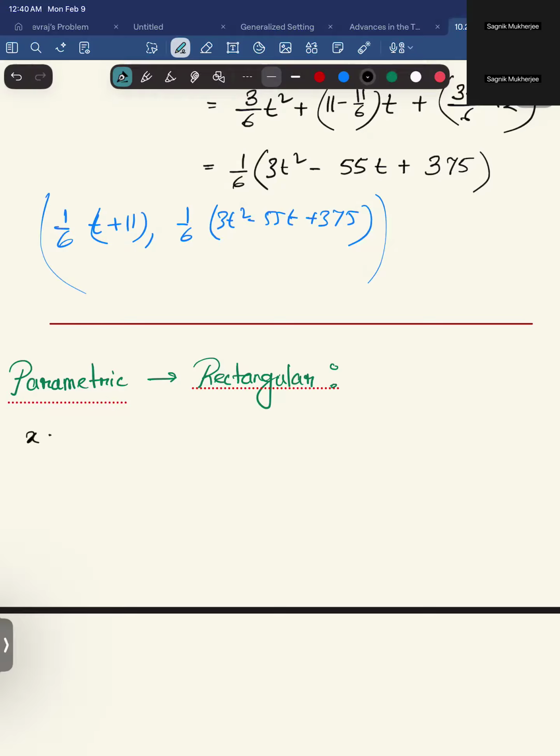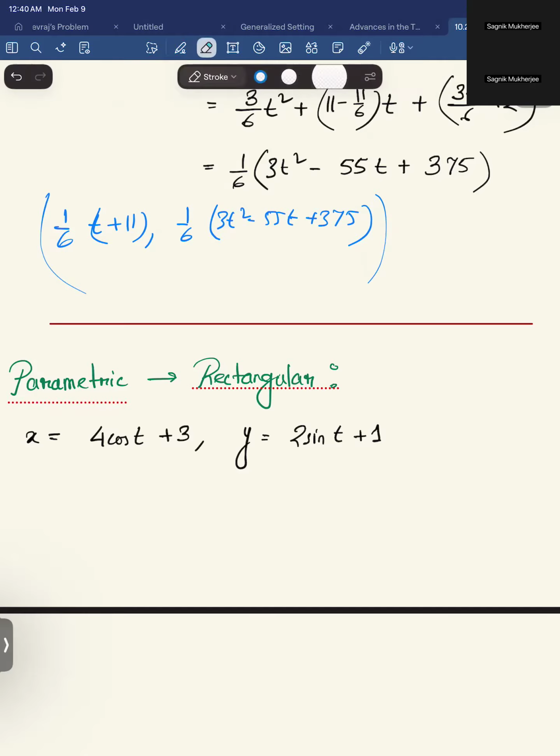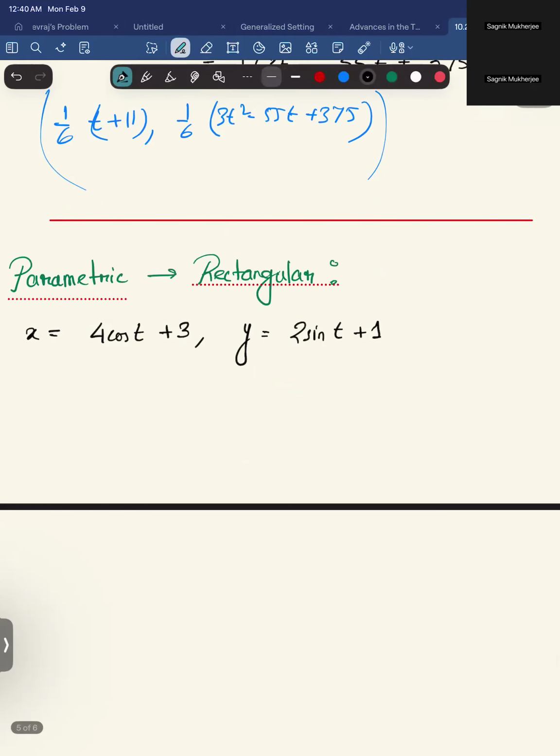So the parametric equation is this: x equals 4 cosine t plus 3 and y equals 2 sine t plus 1. You have to convert this equation to a rectangular equation, meaning that you have to write down an equation involving x and y only. How do you do it? Solution.